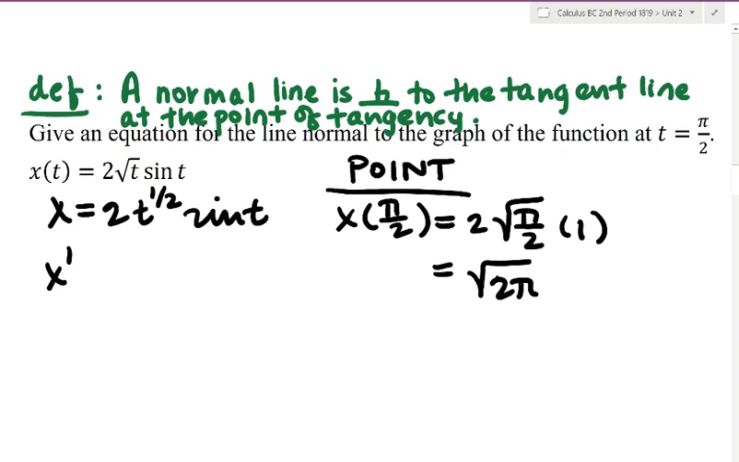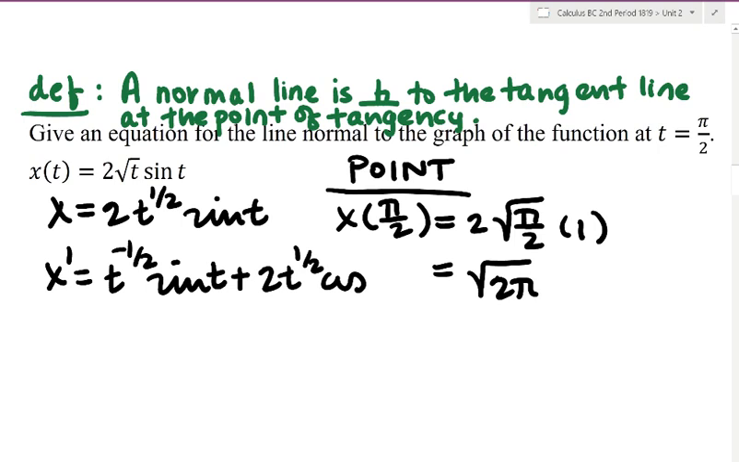So x prime is going to be, well, I'll take the derivative of 2t to the 1/2, and that'll be 1t to the negative 1/2. Leave sine the same. I'm going to add in, leaving 2t to the 1/2 the same, the derivative of sine t, which is cosine t.